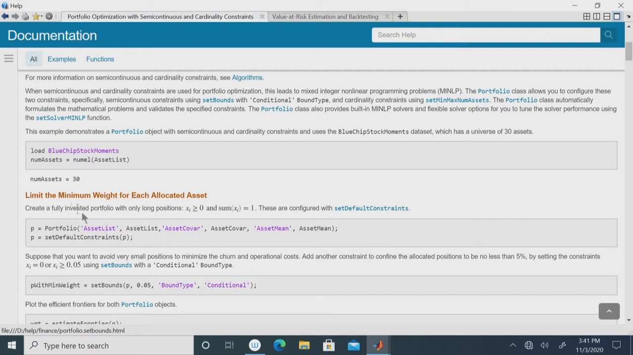Now, on top of that, I want to limit the weights. So, the first constraint in the context of this lecture will happen now. Suppose that you want to avoid very small positions. One illustration of this could be that you confine yourself to the constraint that there should not be less than 5% allocation for each asset. So, this means that you set the constraint that either x_i is equal to 0, which means that the asset is not being included in the portfolio, or in case it is included in the portfolio, then your x_i has to be greater than or equal to 0.05 or 5%. So, accordingly, you now set the bounds on P to be 0.05.